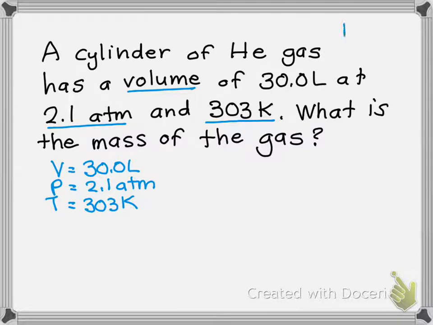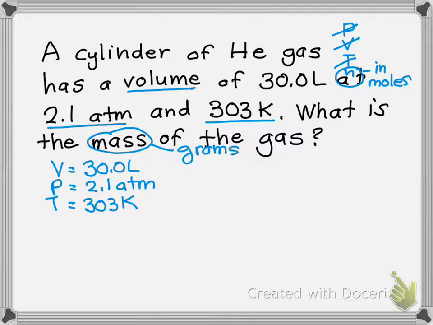Remember, a gas is described by 4 variables: pressure, volume, temperature, and the amount. In this problem, I've been given volume, pressure, and temperature. So I can find the amount, but this amount is in moles. The question says, what is the mass, which is in grams? So first what I'm going to do is find the number of moles. After I know the number of moles, I can use the molar mass of helium to figure out the number of grams. So let's plug in.